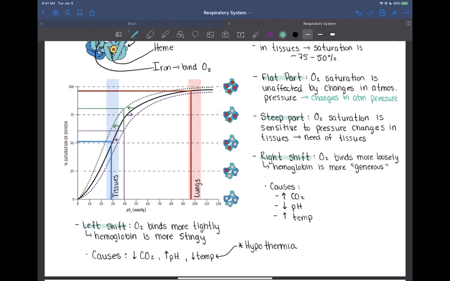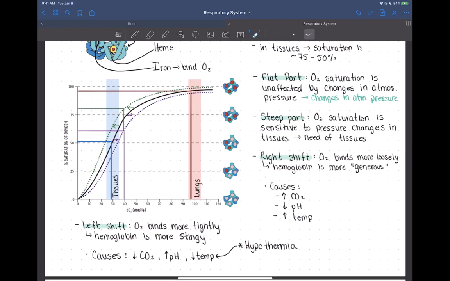If we look at an example, if we pick 40 for our tissues, and we go up from 40 on our right shift, that would put us closer to 50. Let's say maybe we're at like 60% versus our regular curve, where we were at 70%. So it's closer now at 40 to giving up two of its oxygens. So it becomes more generous.